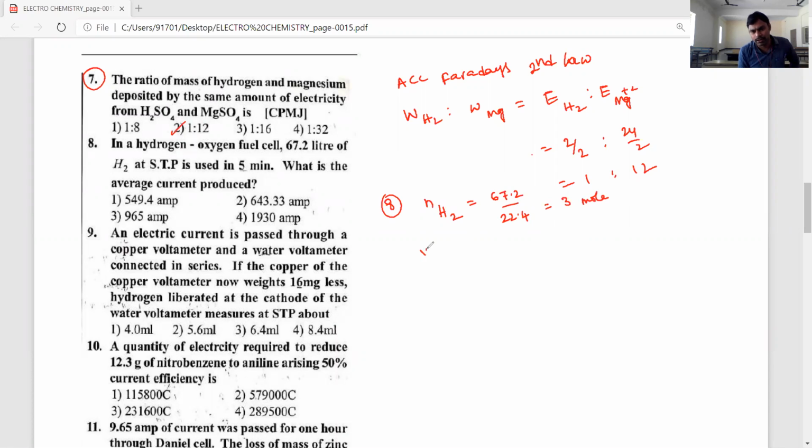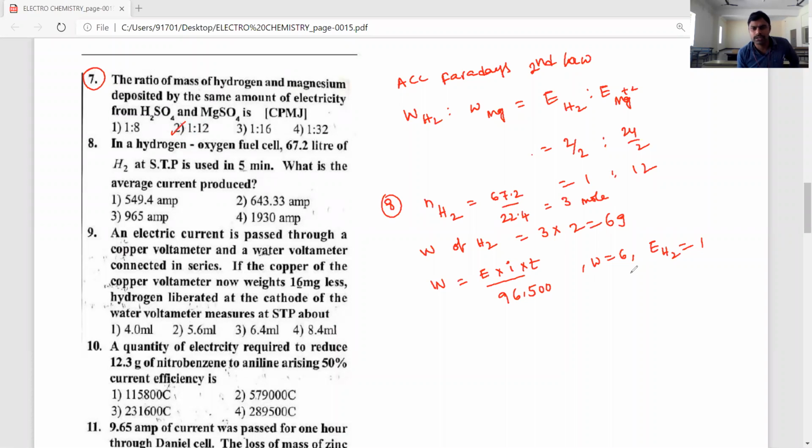Now the weight of H2 is equal to 3 into 2, which is 6 grams. So according to Faraday's first law, the weight deposited at the electrode is equal to E into I into T by 96,500. Okay, let's see, W is equal to 6. The equivalent weight of H2 is equal to 1.